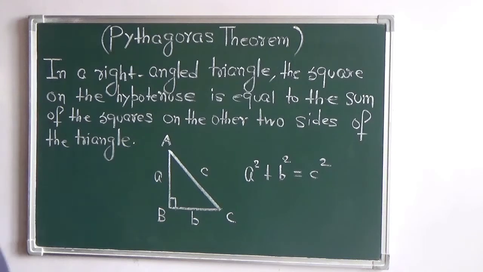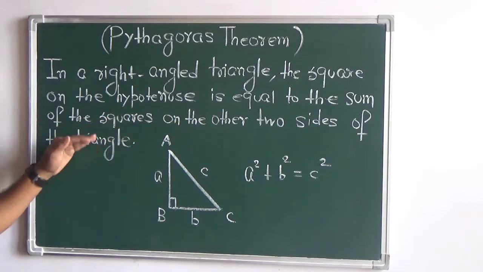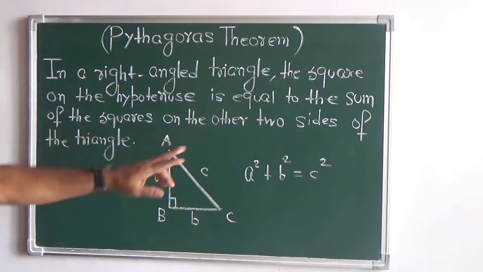So this is a very important theorem which will be used very frequently in many application areas. You must also have come across Pythagorean triplets while studying squares and square roots in the previous classes. So now, Pythagoras theorem states that in a right angle triangle, the square on the hypotenuse is equal to the sum of the squares on the other two sides of the triangle.